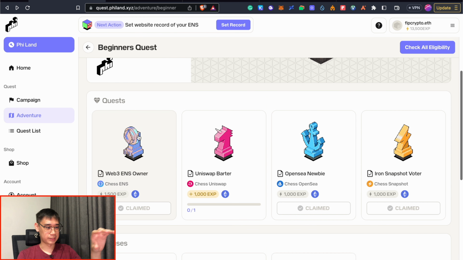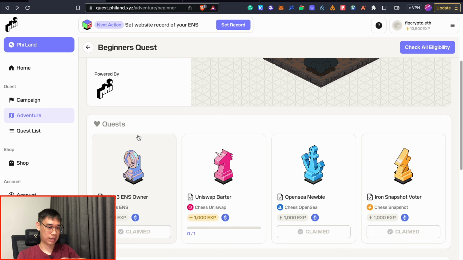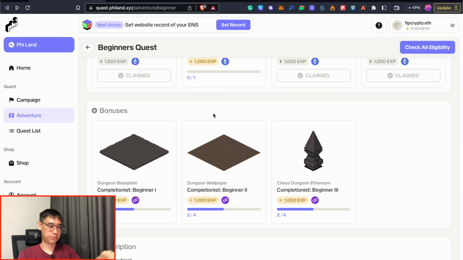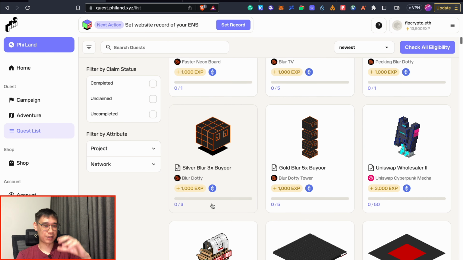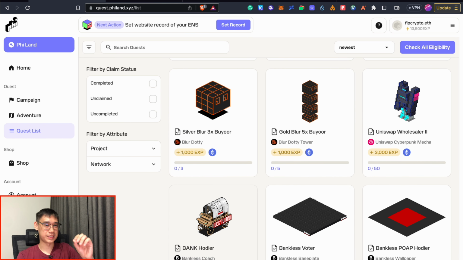So once you have completed all of the different quests in this adventure, you'll also be able to get some of these additional base plates and objects, which will help you to spruce up your Phi Land to make it more aesthetically pleasing. I would say that most of the quests that are available on Phi Land are mainly on the Ethereum network, so the gas fees are extremely high, and I would strongly recommend that you only perform these quests if you have enough Ethereum to process these transactions.